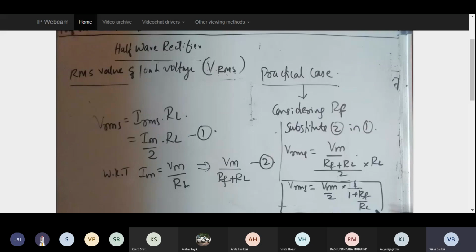Now let me convert the practical scenario to the ideal scenario. In the ideal scenario, RF will be 0. If I just substitute RF equal to 0, it should get back to the ideal scenario. So this will be 1 upon 1 plus 0, so basically 1 upon 1, or basically 1. So this entire term will be 1. So what is remaining? Vm by 2. As per my earlier derivation, Vrms was equal to Vm by 2. So it is going to retain its original value in terms of its ideal condition.